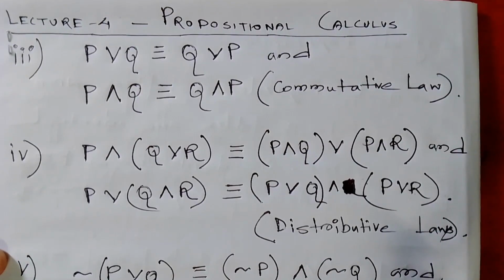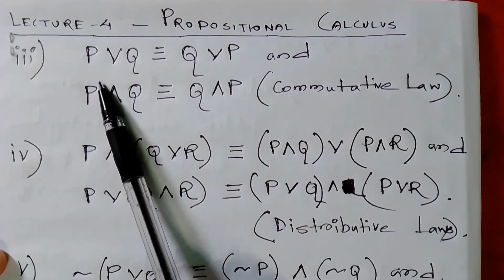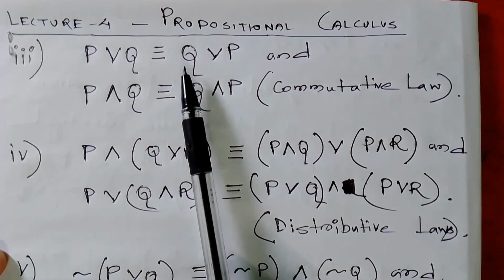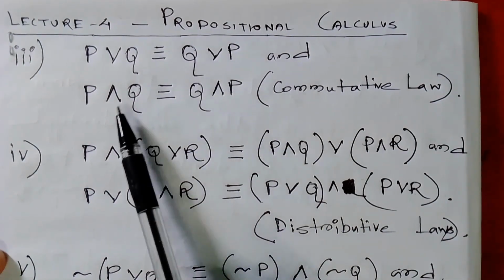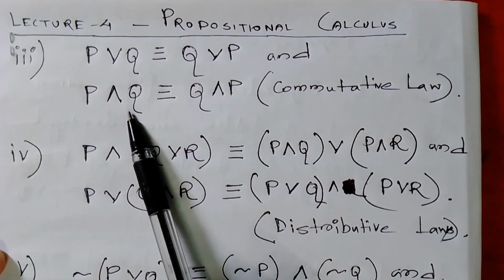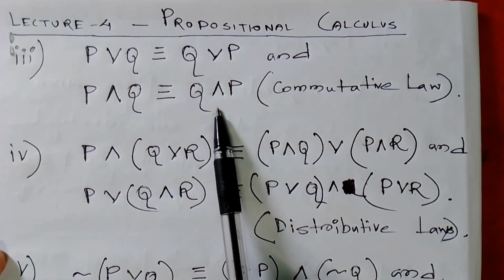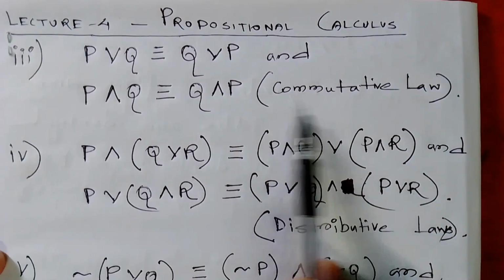And today I am going to start with the commutative law. So P disjunction Q has logical equivalence with Q disjunction P, and P conjunction Q has logical equivalence with Q conjunction P. So this is the commutative law.